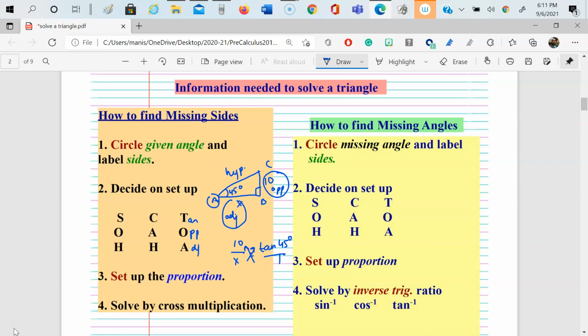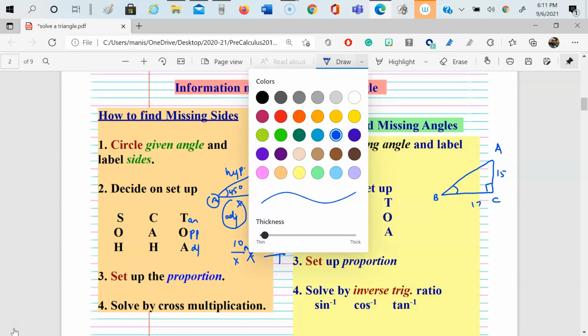Now the next is how to find the missing angle. Let's take an example. We have a triangle like this, and the question is asking us to find this angle over here. This is your b, that's your c, that's your a. The question wants us to find angle b, and they gave us these two values over here. So let's read the steps.